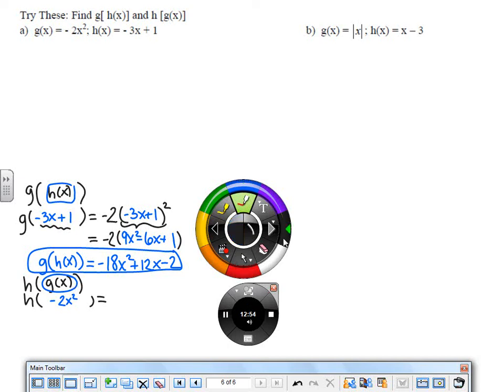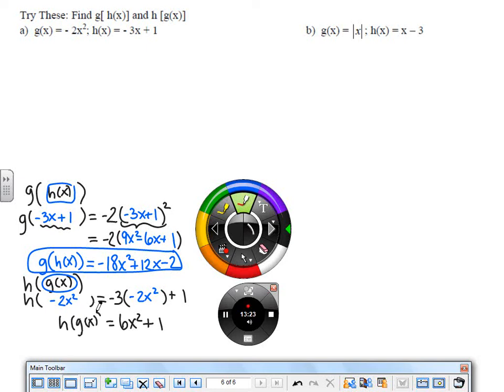Now, to do this properly, what we're going to do is we're going to take the h of x function and write it over here without any of the x's. So the h of x is negative 3 times an empty set of parentheses, where x would be, plus 1. And then we're going to plug in everything that we've listed here, our negative 2x squared. And then we're going to go ahead and do the arithmetic. So this would give us 6x squared plus 1. And that's equal to what we started, which was h of g of x.